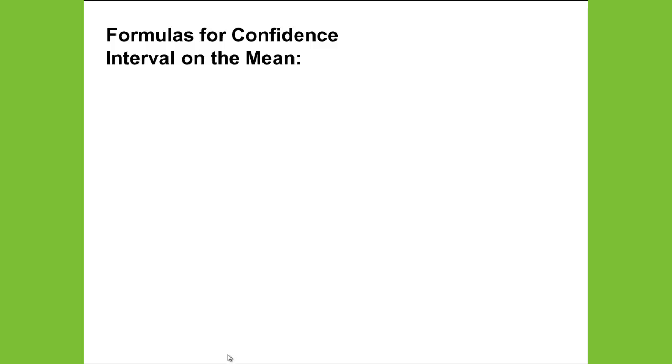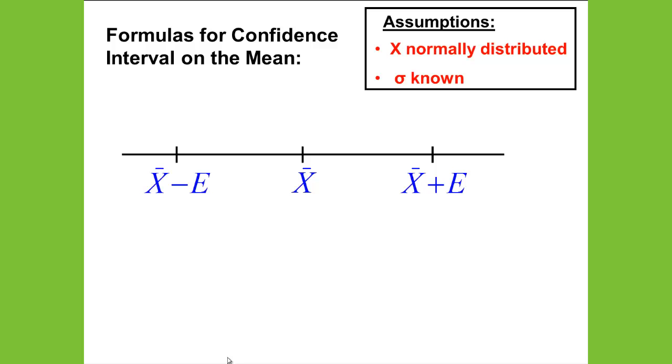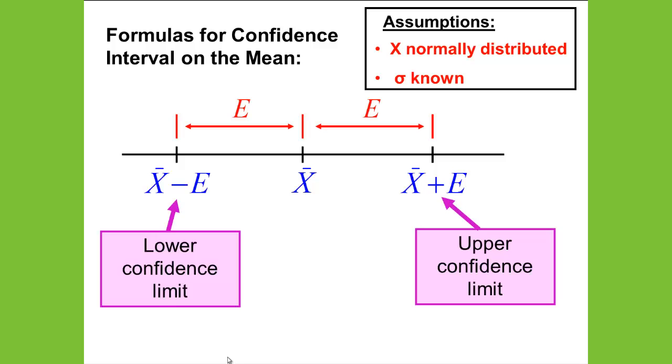So we have our formulas for the confidence intervals on the mean. We have two assumptions as we start this. One is that our x is normally distributed and that the population standard deviation, or sigma, is known. So we have x bar, and we have a distance from x bar known as the e, or error, and that error is added and subtracted for that distance from x bar to give us our range. And that gives us our lower confidence limit and our upper confidence limit.